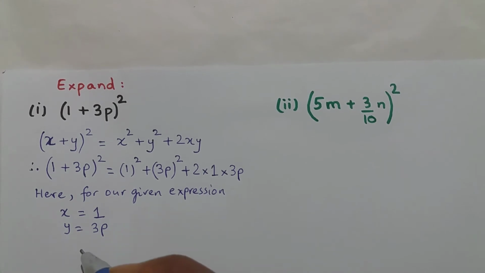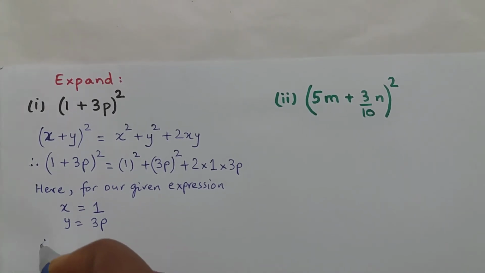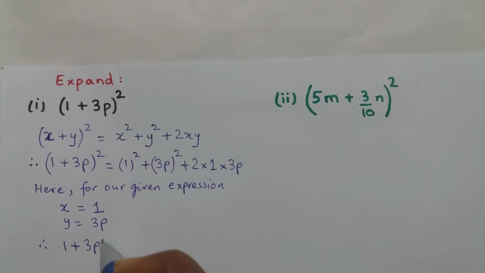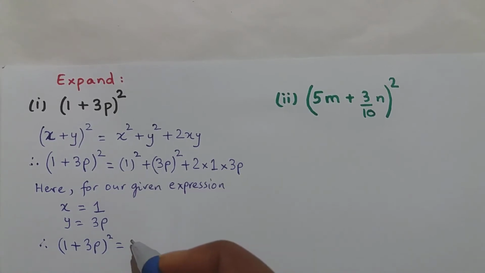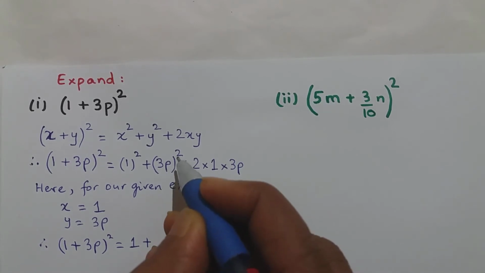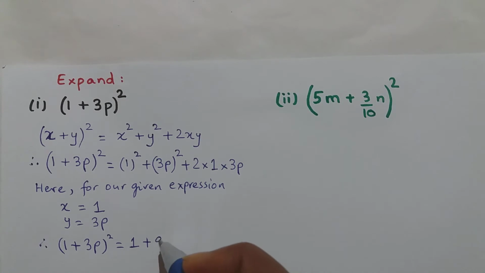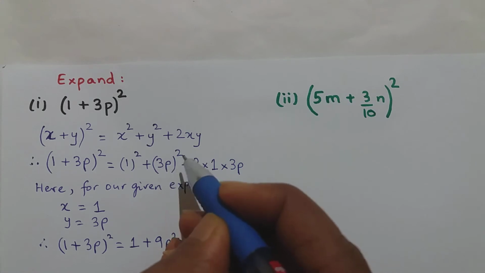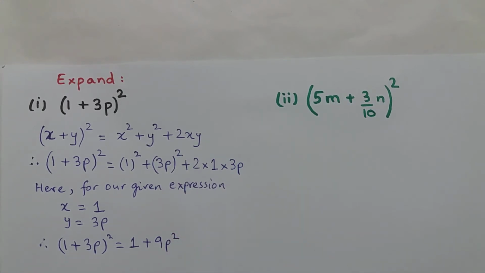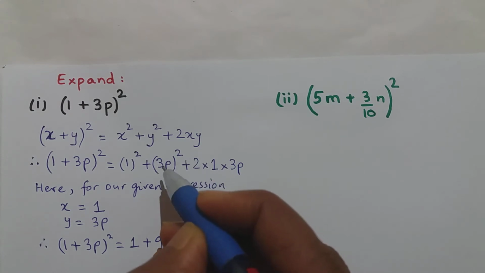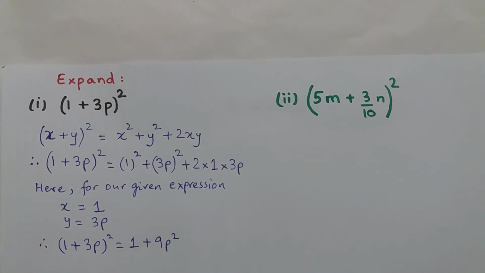So I will write it over here. 1 plus 3p whole square is equal to 1 square, which is 1, plus 3p whole square, which is 9p square. This comes from our knowledge of exponents. 3p whole square means 3p into 3p, and 3p into 3p is 9p square.